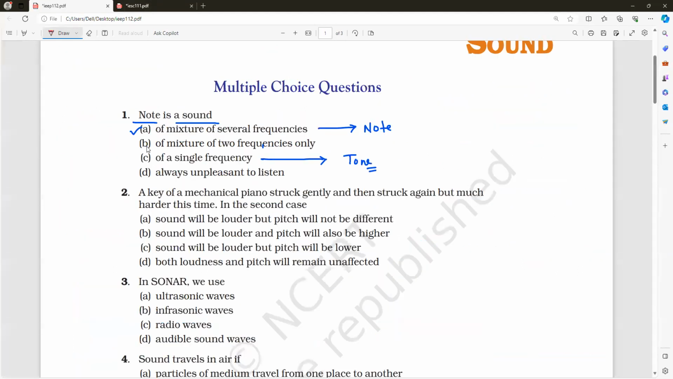For the first question, if instead of note they put tone, what is the answer? Option C. If instead of tone they put note, what is the answer? Option A. So please remember that. Clear, everybody? Please remember, tone means a single frequency. Note means several frequencies produced by musical instruments. That is the difference between them, and that is what you have to work with.